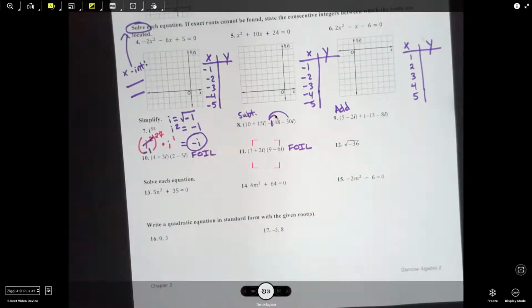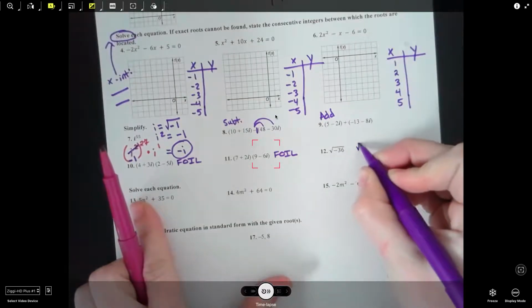I cannot tell you how many times people will look at number 8 and start foiling that. You're subtracting. You're just combining like terms. You distribute the negative and combine. Or like number 9, people start foiling that a lot. Okay, what about 12? Isn't it just the square root of 36 and the square root of negative 1?